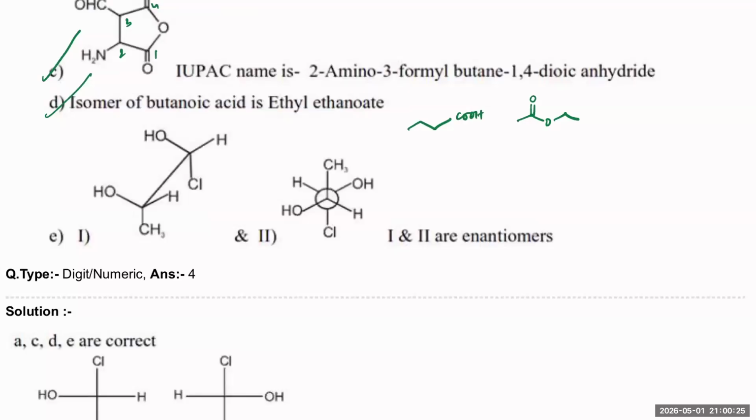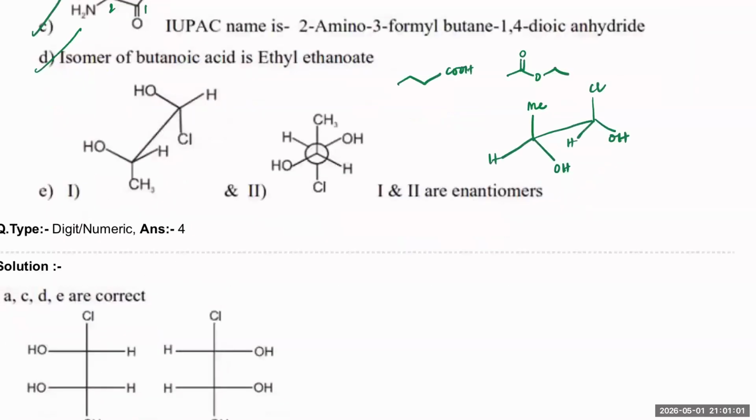These two, if you notice, have CH3, H, CH3 here, and in the back we have Cl, H, and OH here, correct? Now, if you just tilt it around and write it down like this, I can say that methyl is up, H is left, OH is right. In the same way, chlorine is up, H is left, OH is right.